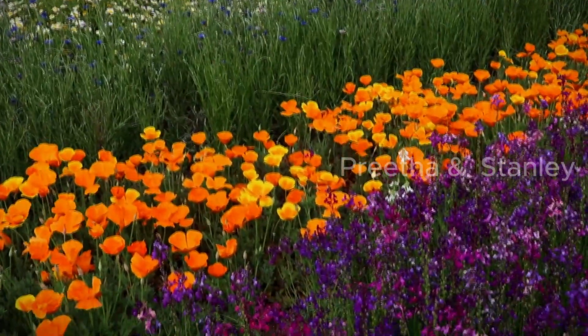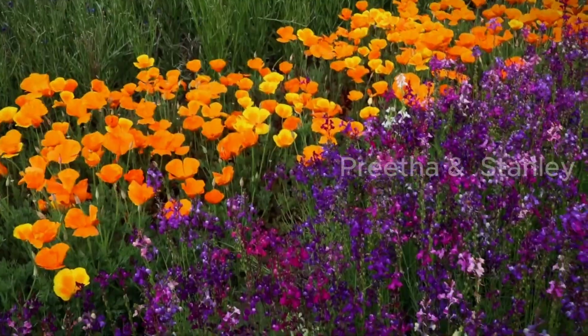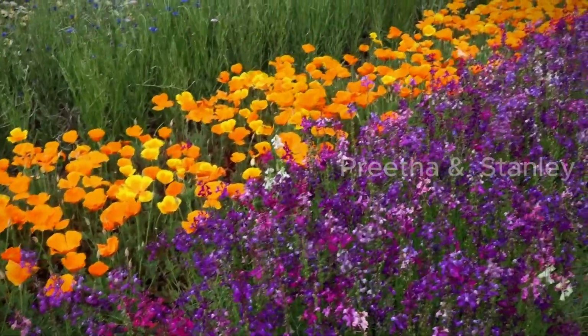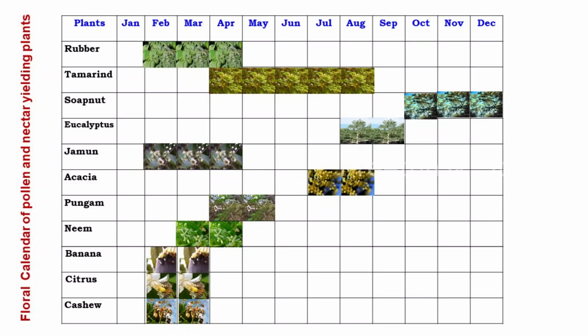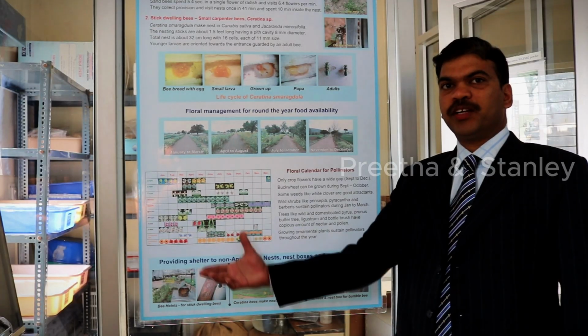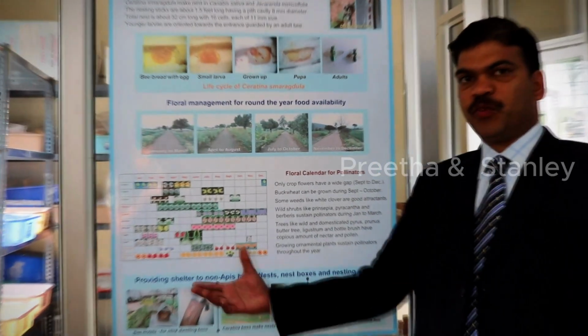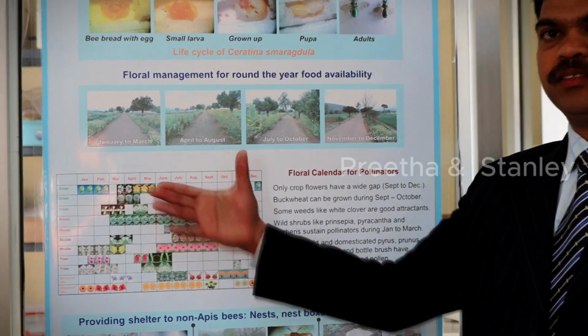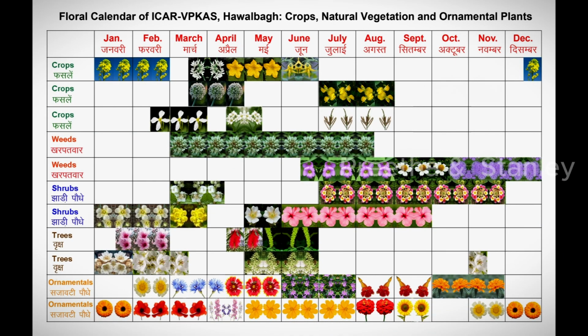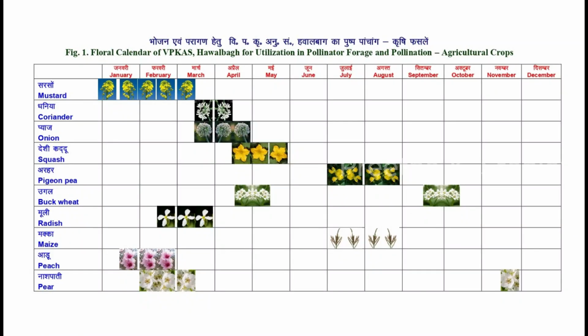First of all, we need to know the availability of flowers in our field, especially of those which provide nectar and pollen to the pollinators. For this, a floral calendar has to be made. This is a floral calendar of ICR-VPKS Hawalbagh, wherein the flowers are depicted against the months to show their availability in a year. From this calendar, we can infer that flowers are available to the pollinators from January to August, except for the month of June. September to December is vacant, and thus is the lean season.